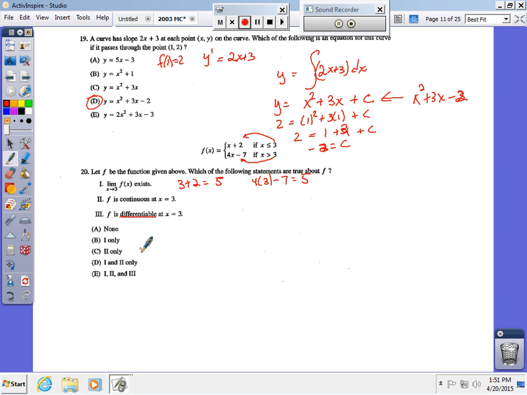Differentiable at 3. And again, I'm just going to find the derivatives at each one of these. For x plus 2, the derivative of that's 1. For 4x minus 7, the derivative of that is 4. And they're not equal, so it's not differentiable at x equals 3. So it should be D.